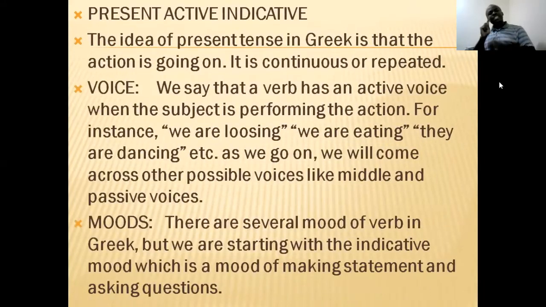Present active indicative. The idea of present tense in Greek is that the action is going on. It is continuous or repeated. While I was using the whiteboard to teach, I said something about a voice. We say that a verb has an active voice when the subject is performing the action. Secondly, a verb has a passive voice when the subject is receiving the action. For instance, we are losing, we are eating, they are dancing, etc.